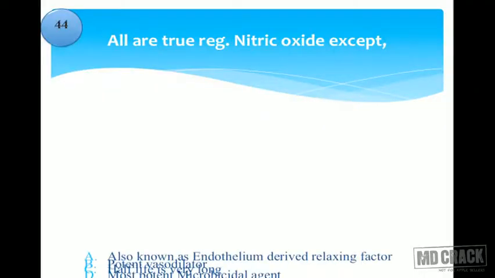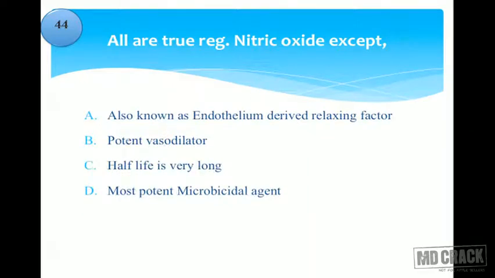All are true regarding nitric oxide except: also known as endothelium derived relaxing factor, potent vasodilator, half-life is very long, most potent microbicidal agent. The correct choice, the first choice you see here, it is also known as endothelium derived relaxing factor. Yes, that was the old name for nitric oxide, potent vasodilator. Remember, endothelium derived relaxing factor, because it relaxes, so that's the most potent vasodilator. So both are correct. Half-life is very long. No, most of the chemical mediators are very short acting. Nitric oxide acts only for around 8 seconds, not more than that.